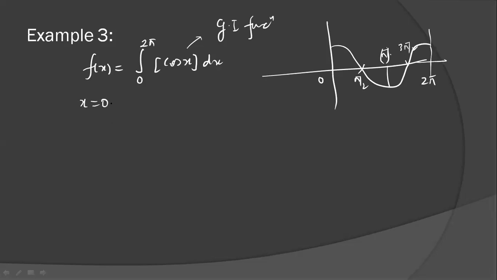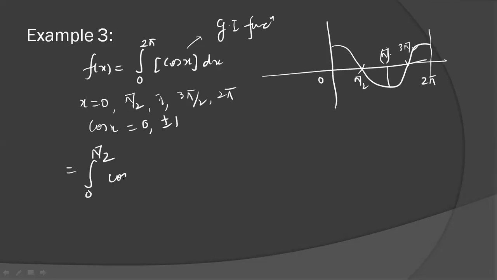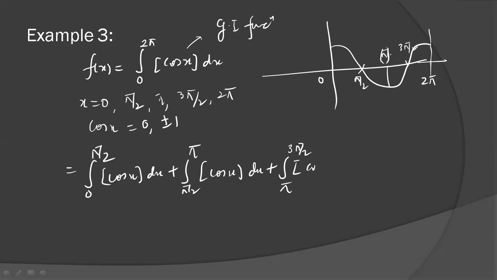So at x equal to 0, pi by 2, pi, 3 pi by 2, 2 pi, it is again giving you integers. What are the integer values? 0 and plus or minus 1. So similarly you break: 0 to pi by 2, greatest integer cos x dx, plus pi by 2 to pi, greatest integer cos x dx, plus pi to 3 pi by 2, greatest integer cos x dx, plus 3 pi by 2 to 2 pi, greatest integer cos x dx.